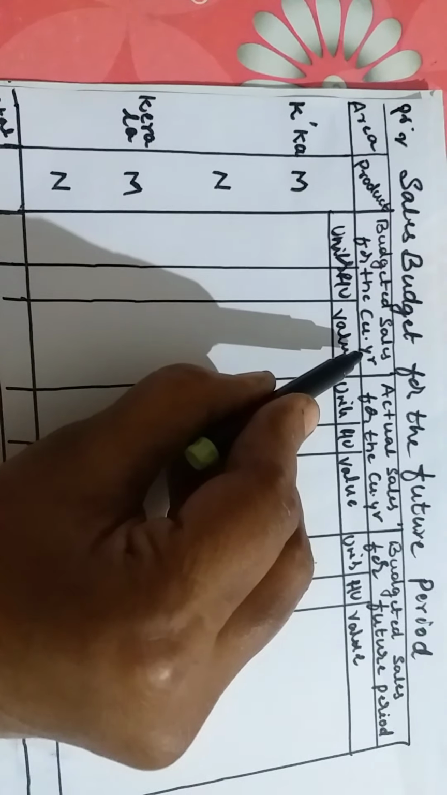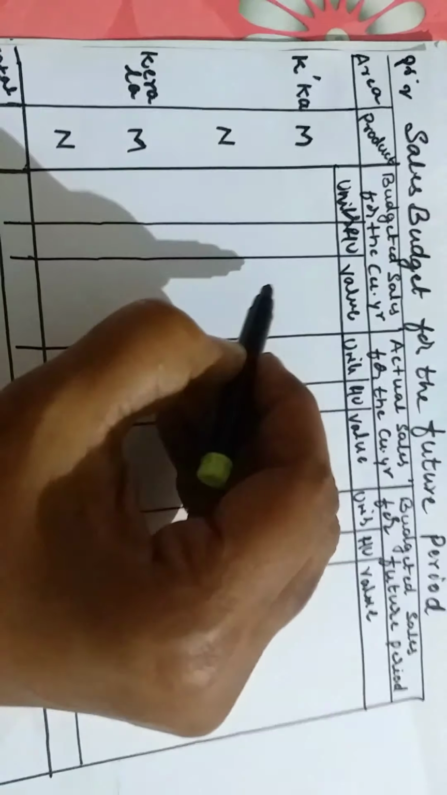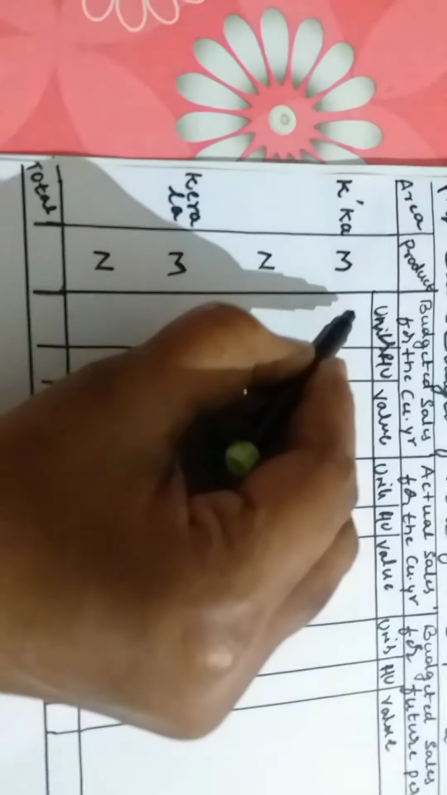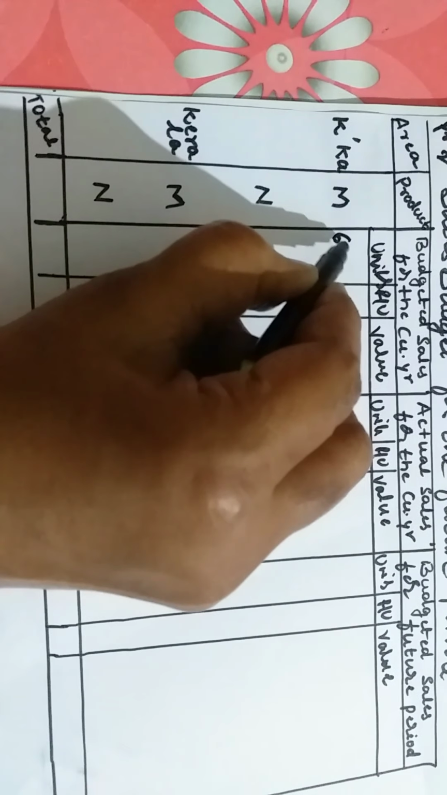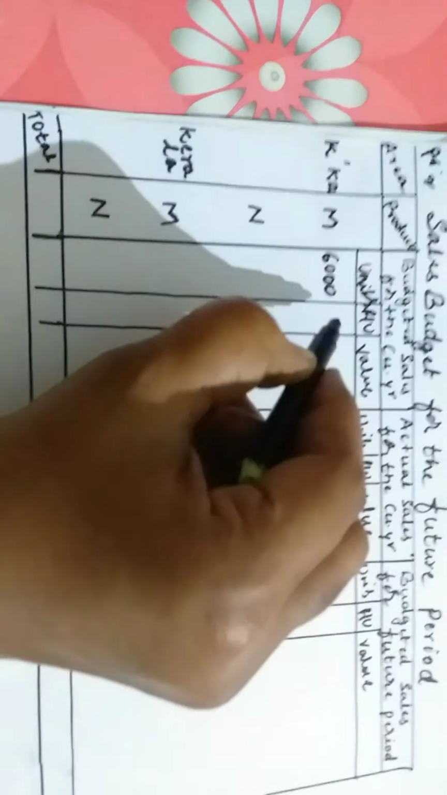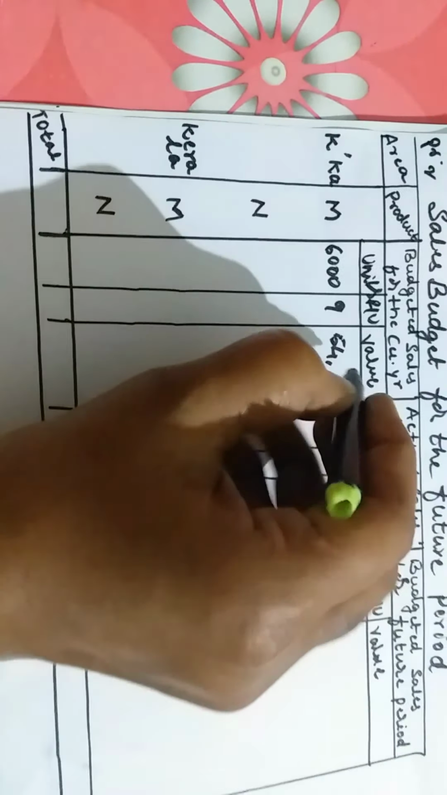Current year. As the information is given in the problem, you have to prepare budgeted sales for the current year. Product M: 6000 units is given in the problem at the rate of rupees 9. So it comes to 54,000.